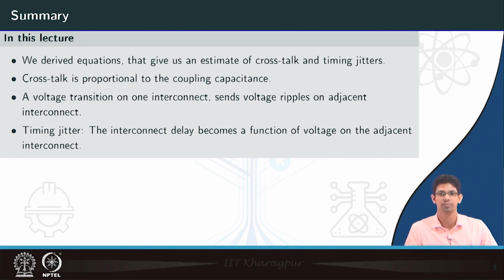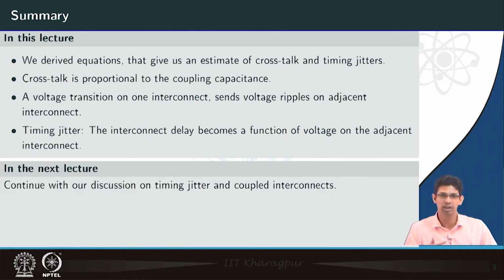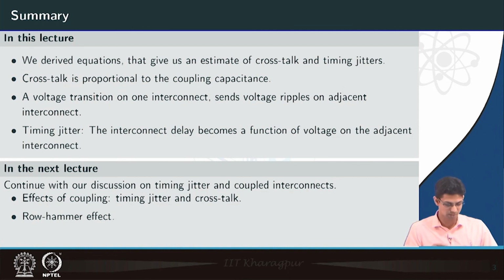adjacent interconnect. In the next lecture, we will continue our discussion on similar lines. We will discuss the effects of coupling, timing jitter and crosstalk in slightly more detail. We will see where these become an issue. We will look at something interesting which is called the row hammer effect, which is a consequence of this coupling, and then we will look at some mitigation techniques.